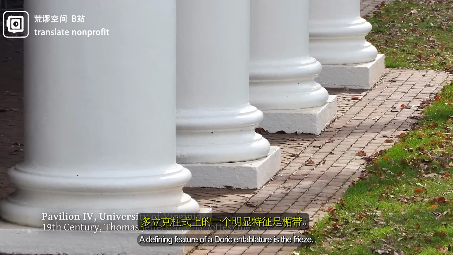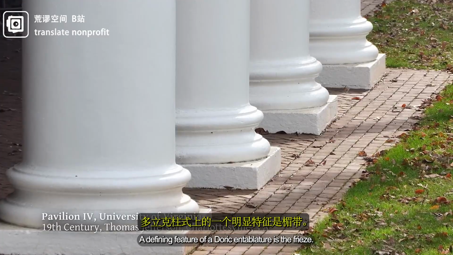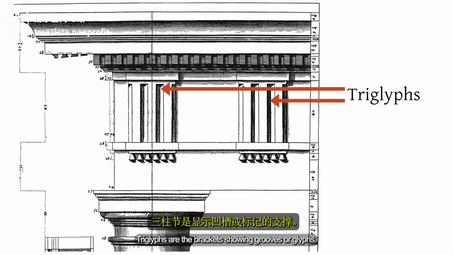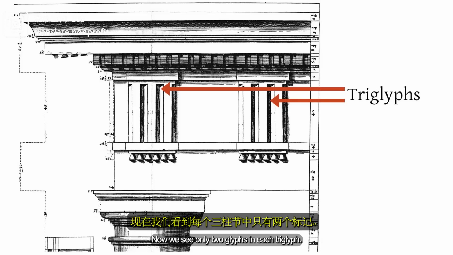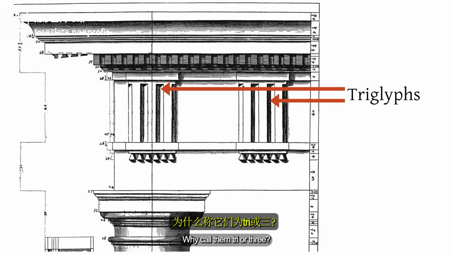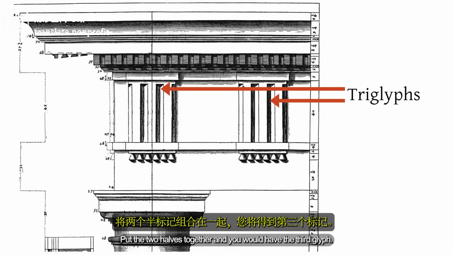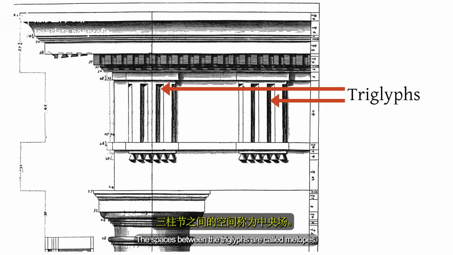A defining feature of a Doric entablature is the frieze. It displays triglyphs and metopes. Triglyphs are the brackets showing grooves or glyphs. Now we see only 2 glyphs in each triglyph. Why call them tri or 3? Well, note the half glyphs on either side of each triglyph. Put the 2 halves together and you would have the 3rd glyph.